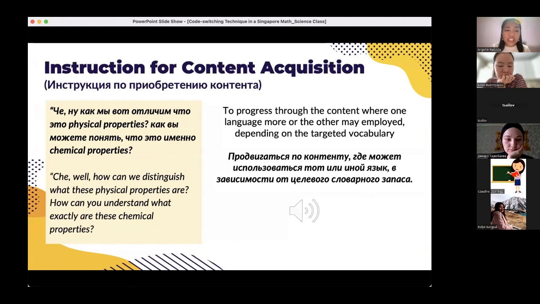So let's begin with instruction for content acquisition. In this kind of code switching, the switch happens in the middle of what we are saying. If you can look at this example, I will also play the audio.